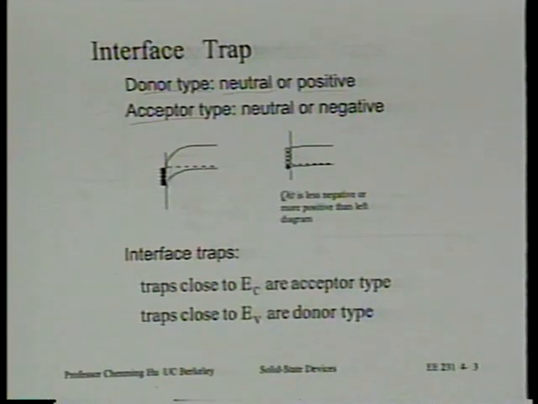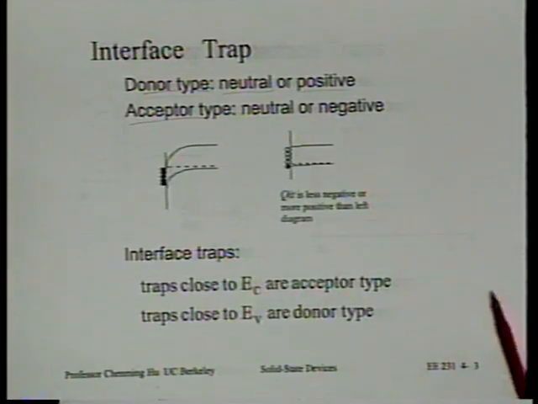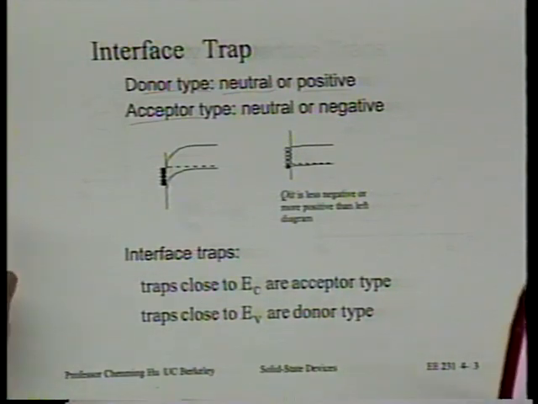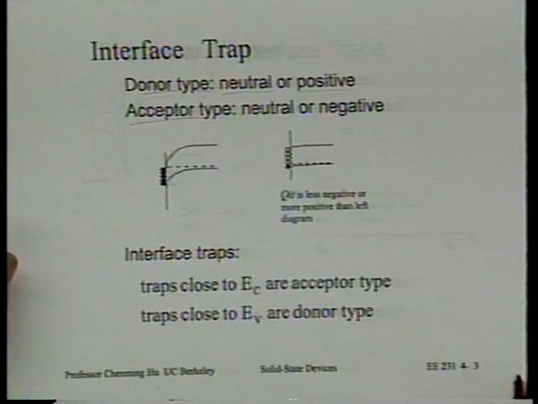If it gains an extra electron, it becomes negative. So you see this idea: when we introduce a state, it can either be donor type or acceptor type. Similarly, traps can either be donor type or acceptor type. It turns out it's very difficult to identify whether a given trap is donor type or acceptor type, and for that reason, fortunately, we're not called upon to do that.